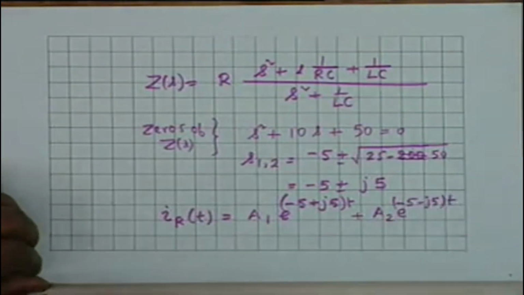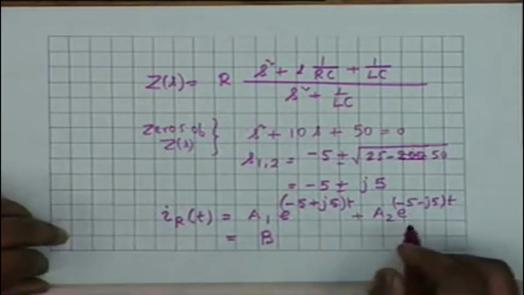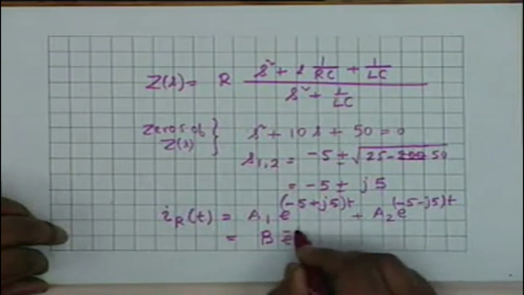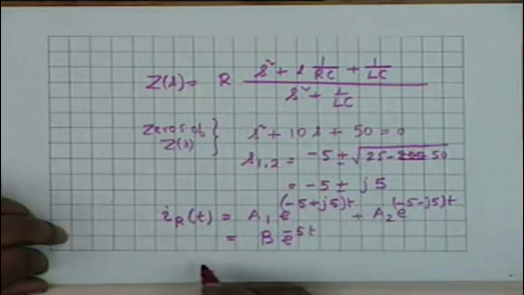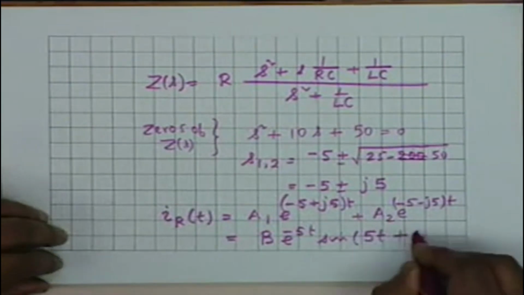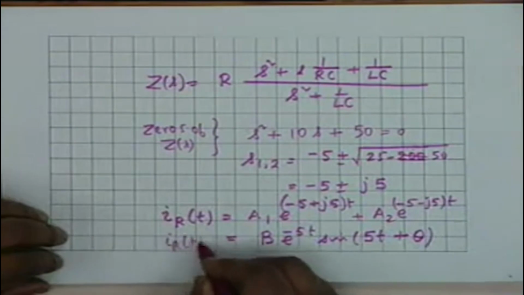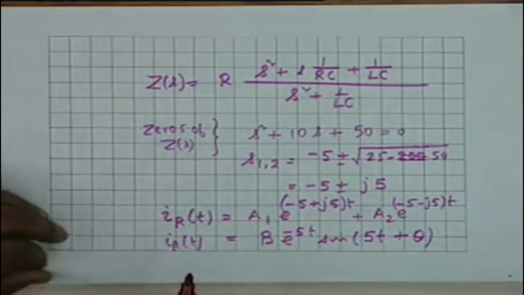This will be the current response. But you know, this can be written as B e to the minus 5t sine of 5t plus theta, where the two constants B and theta have to be found out from the initial conditions. That part, as I said, I am going to leave to you.